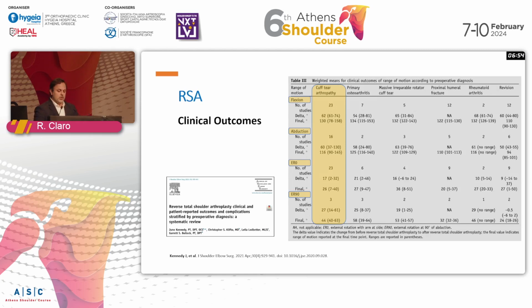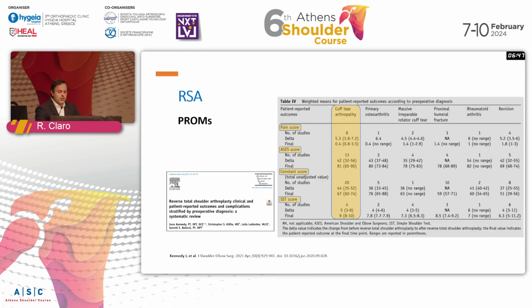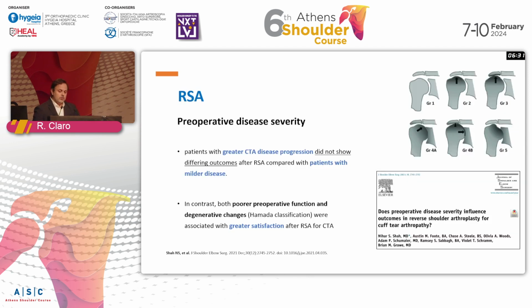external rotation between 17 and 27 degrees of better movement. Also, the PROMs: the pain score, less 5 points, also the ASES score, the Constant score, and the SST score. We have better scores when we look at PROMs in these systematic reviews. What about the preoperative disease severity? We can also say with this paper that patients with greater CTA disease progression did not show different outcomes compared with patients with milder disease.